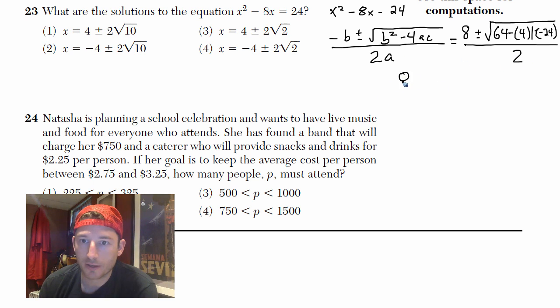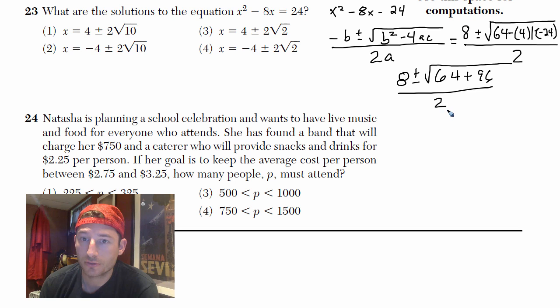So it's going to take some work. 8 plus or minus radical 64 and 24, 48. That's 96. 24 times 4. So it's 64 plus 96 all over 2. So that's going to be 8 plus or minus radical 160 all over 2. Sorry.